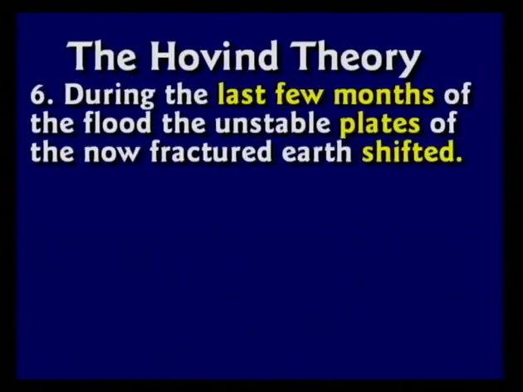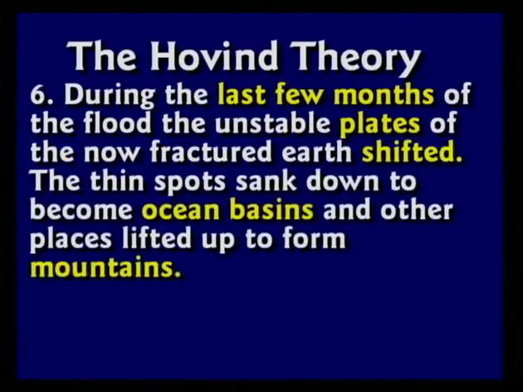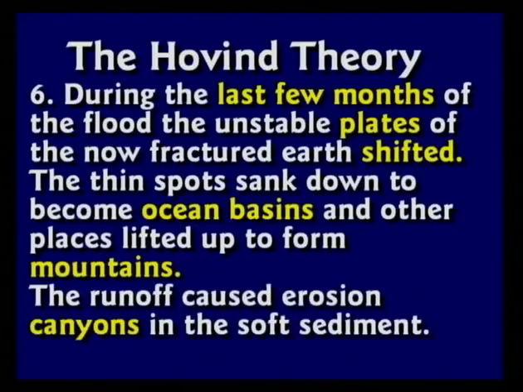During the last few months of the flood, the unstable plates of the fractured earth shifted, moved around. Pieces lifted up, other places sank down. Thin spots would sink down, and the water would rush in, filling it in to make an ocean. The places where it lifted up would become the mountain ranges. On the way from the top to the bottom, it's going to wash out a lot of canyons in a hurry. So canyons were eroded because the sediment was still fairly soft after the first few hundred years after the flood. Over the next few hundred years, the ice caps generally retreated from Kansas City clear back to where they are now in Alaska.